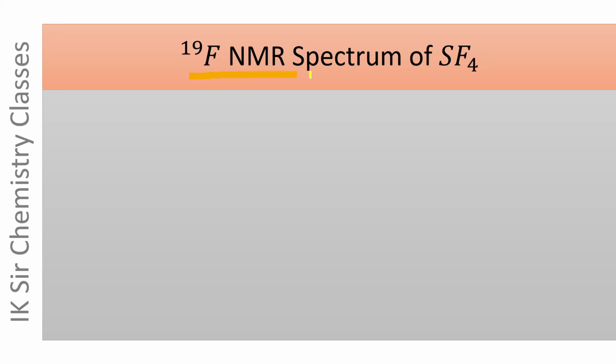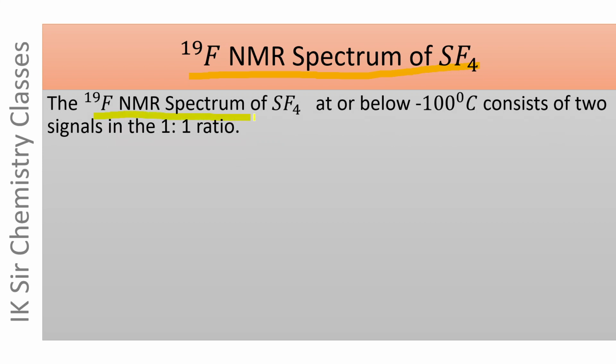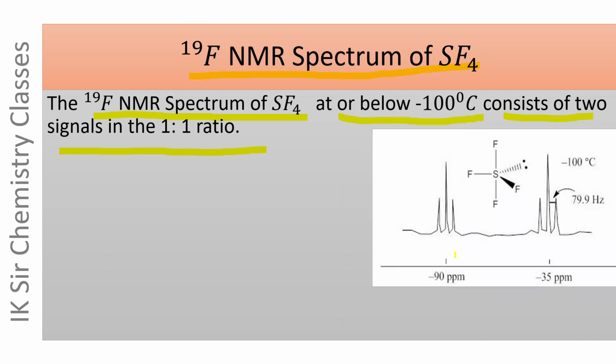F-19 NMR spectrum of SF4. The F-19 NMR spectrum of SF4 at or below minus 100 degrees centigrade consists of two signals in the ratio 1:1. This is the F-19 NMR spectrum of the SF4 molecule at minus 100 degrees centigrade. It consists of two signals, and the areas below these signals are in the ratio 1:1. Please note that both the signals are triplets.